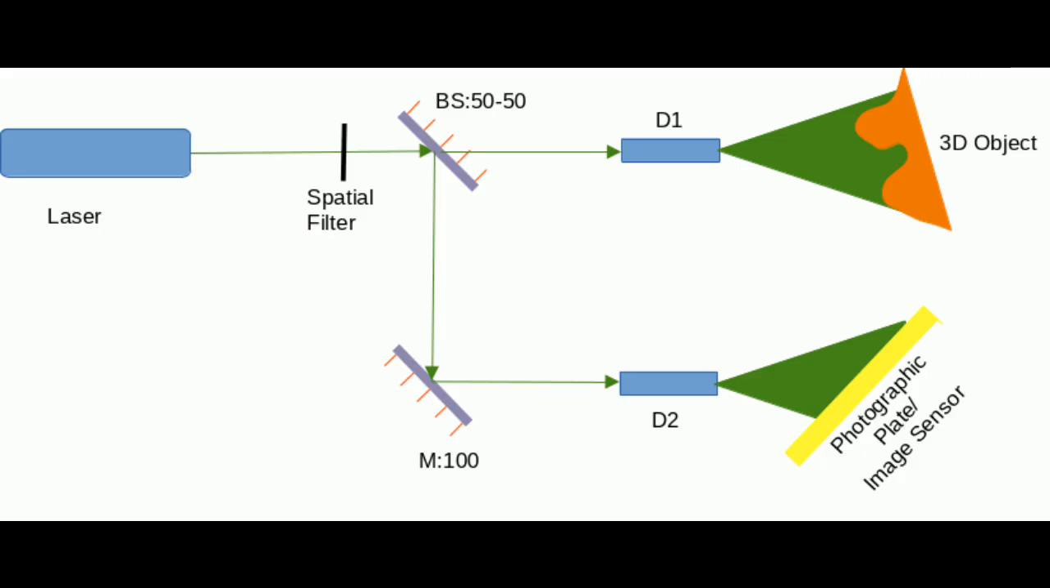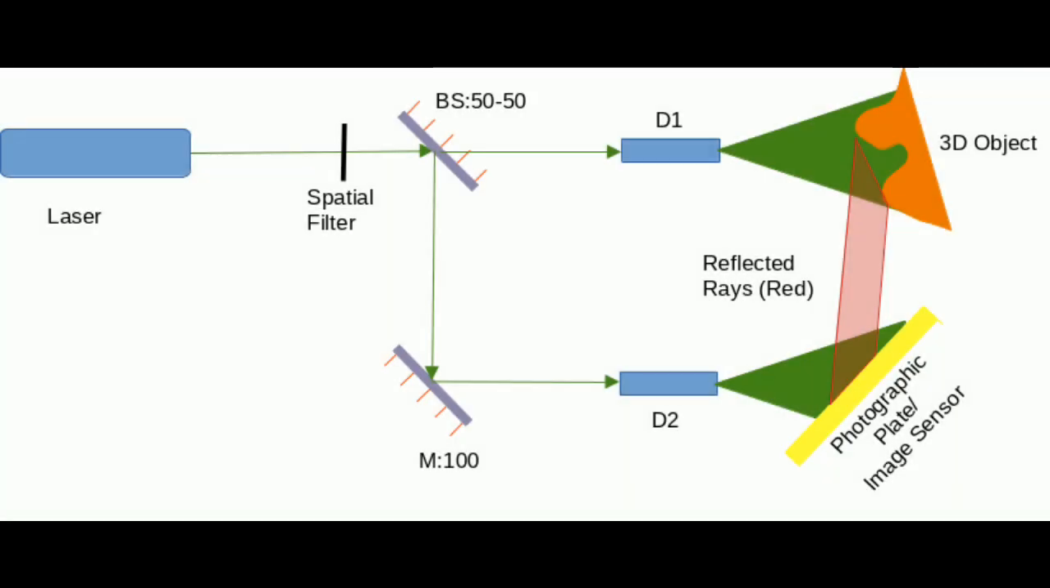In this image you can see how the diverging beams emerge from D1 and D2. The beam from D1 strikes a 3D object. Now this is the object of which a hologram is to be made. The beam from D2 strikes what I've shown here as either a photographic plate or an image sensor. For the ease of understanding, for the time being, I'm going to stick with the concept of a photographic plate.